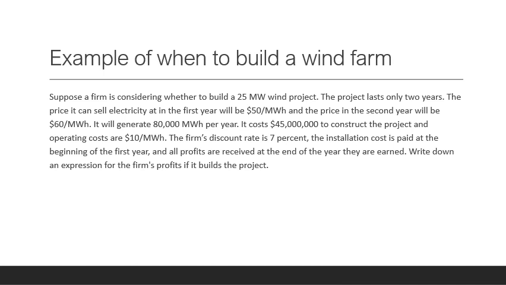It will generate 80,000 megawatt hours per year. It costs $45 million to construct the project, and operating costs are $10 per megawatt hour. The firm's discount rate is 7%. The installation cost is paid at the beginning of the first year, and all profits are received at the end of the year they are earned. So write down an expression for the firm's profits if it builds the project.